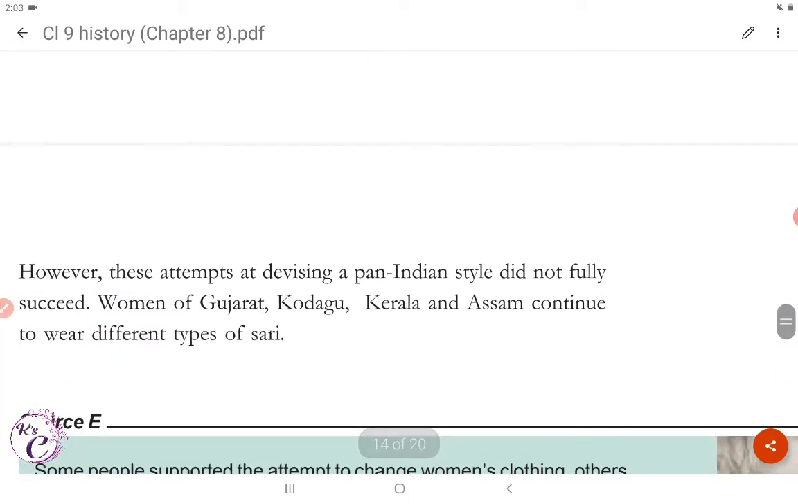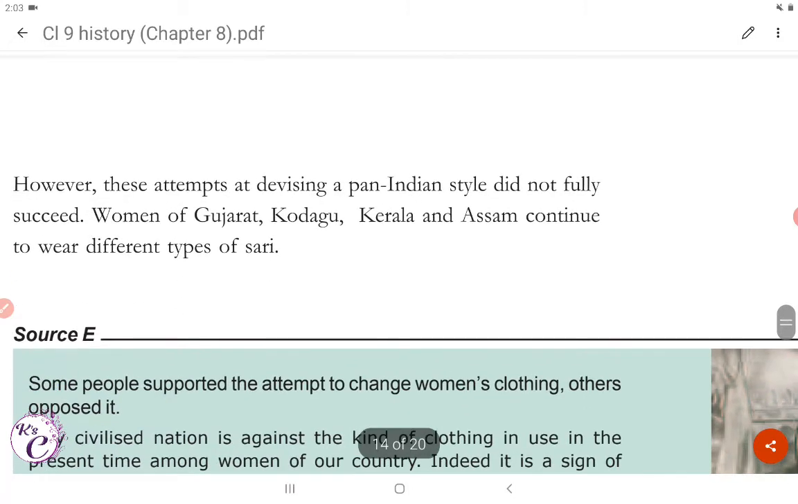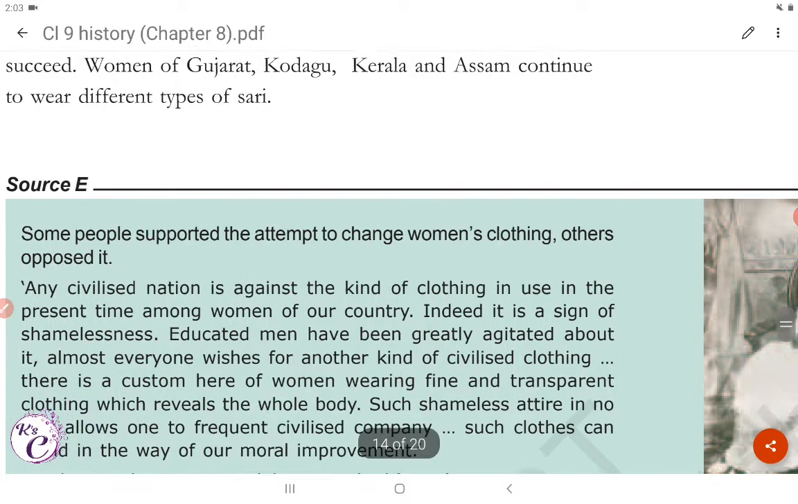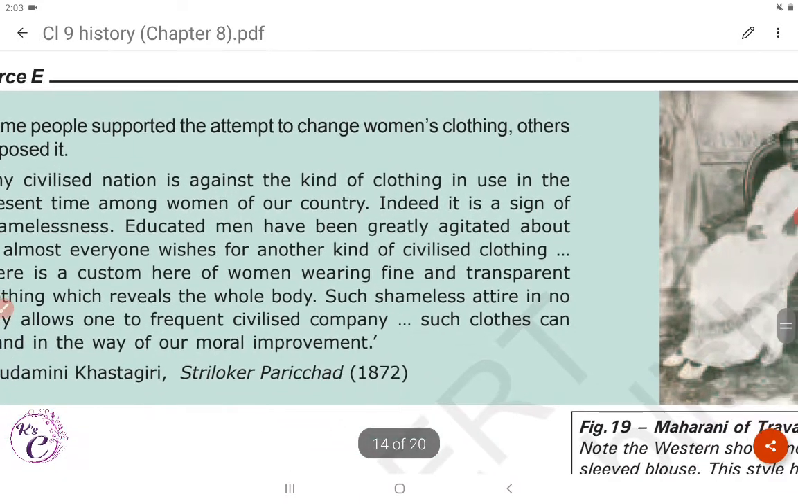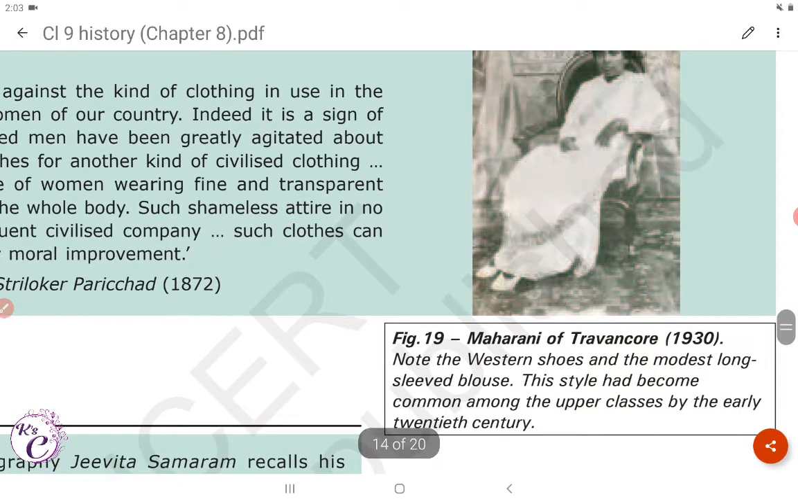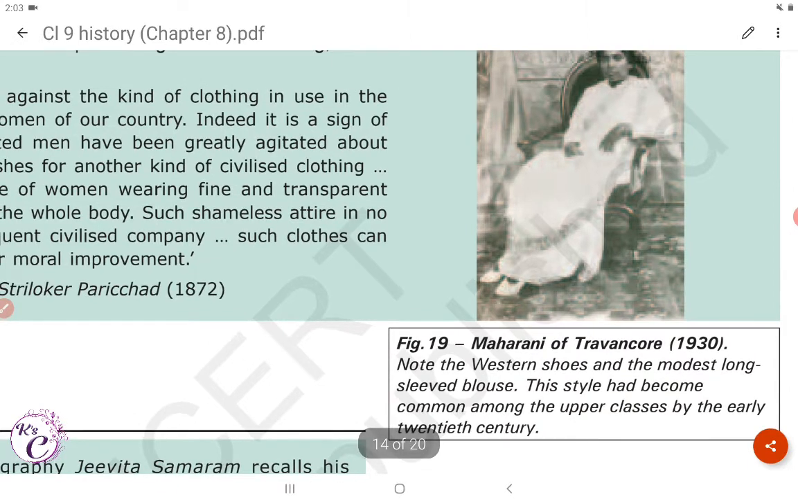However, these attempts at devising a pan-Indian style did not fully succeed. Women of Gujarat, Kodagu, Kerala and Assam continue to wear different types of sari. We have another figure 19, Maharani of Travancore, 1930. Note the western shoes and the modest long-sleeved blouse. This style had become common among the upper classes by the early 20th century.